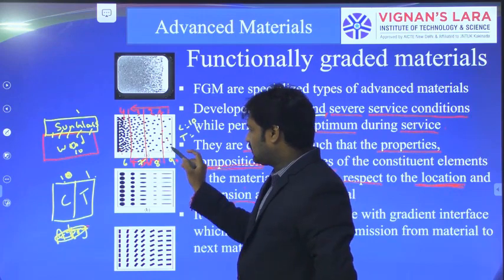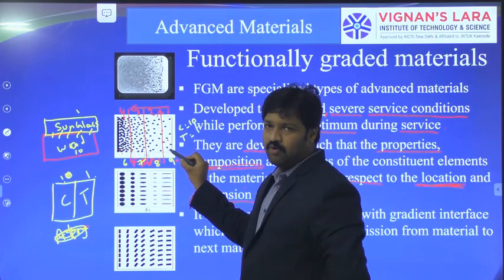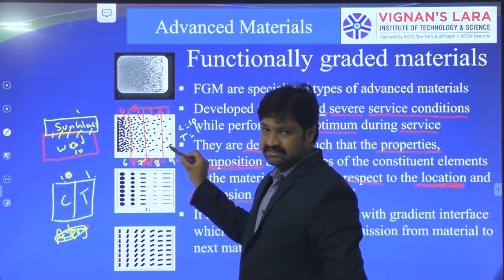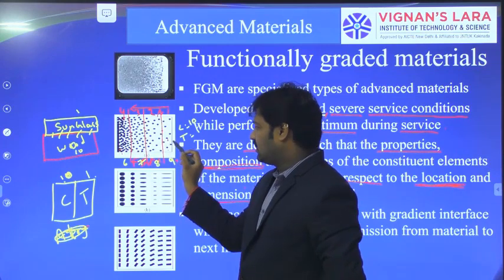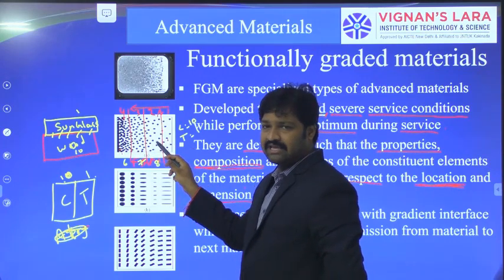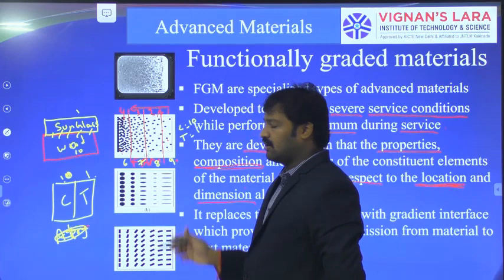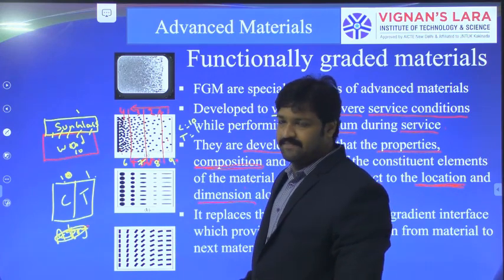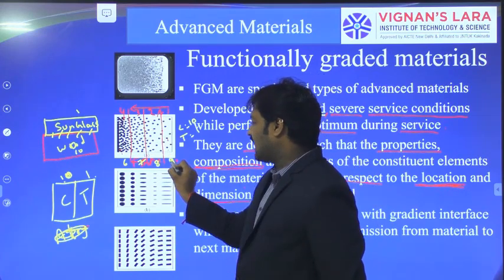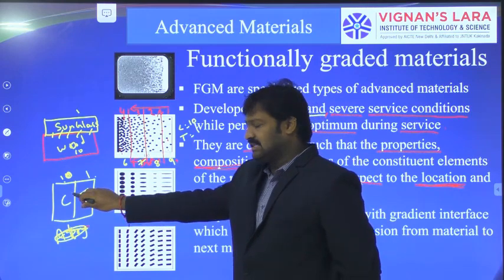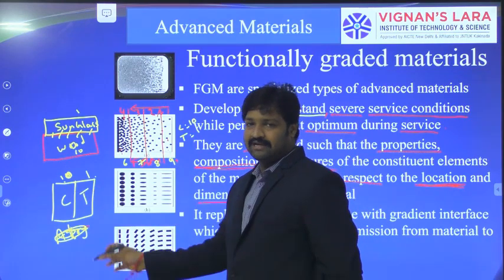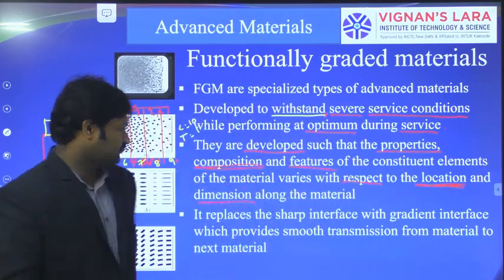If you observe here, the titanium particles are less compared to the next sections. Here the titanium material is increased, so that the overall expansion will be less. From here to here it is gradually changing, whereas here it is changing at a time, so that delamination will take place.